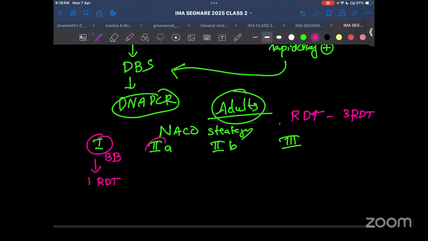Now 2A is for surveillance. Surveillance, we can call it unlinked anonymous testing. For surveillance, we do 2 rapid diagnostic tests.